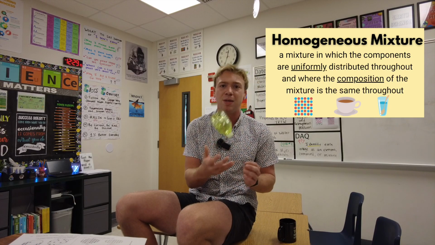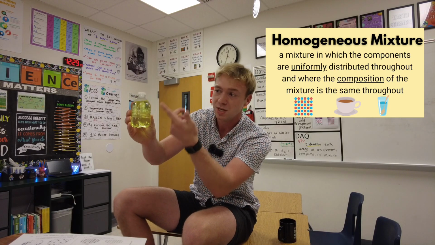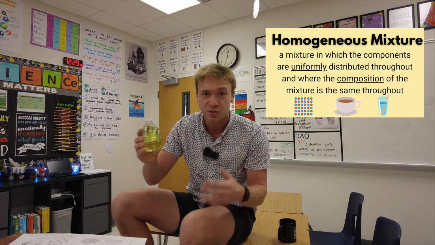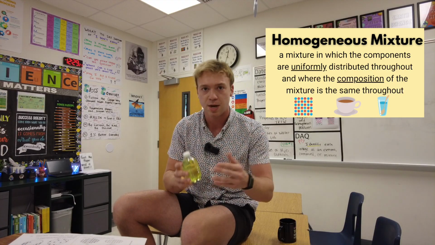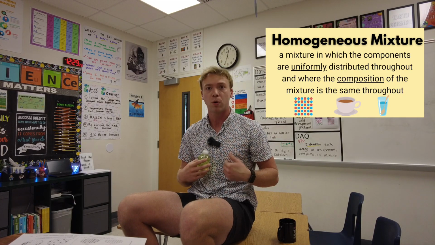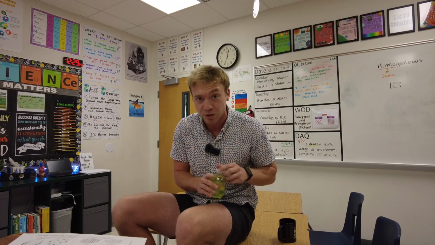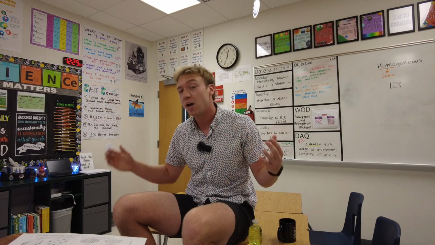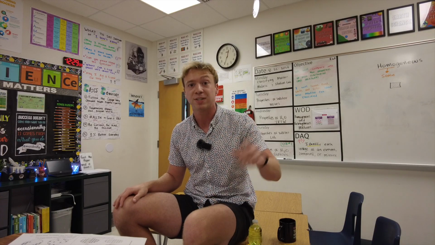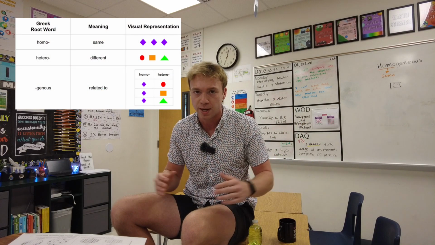Another good example might be lemonade, all right? If you look at this bottle, it looks the same throughout. It is uniform in appearance. Now think about it. If you and I were wearing a uniform, we would be dressed the same. So homogeneous mixtures look the same and they are uniform in appearance. Now, on the other hand, we have heterogeneous mixtures. Now, that prefix hetero means different, okay?